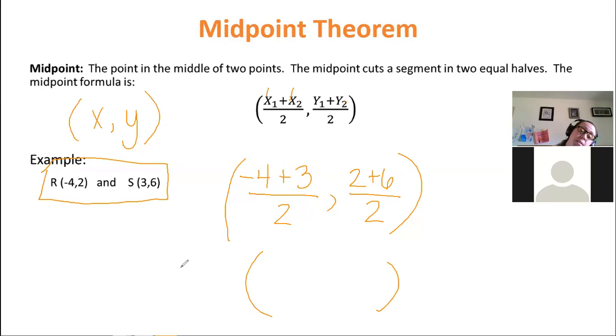What's -4 plus 3? -1. Yup. Good job. And then 2 is the denominator. And what's 6 plus 2? 8. And then divided by 2? 4. So the middle of this point, if I plotted it on an XY axis, I would go -4, 2.